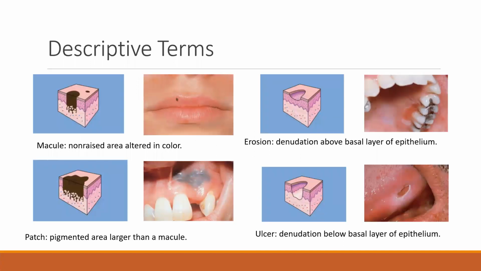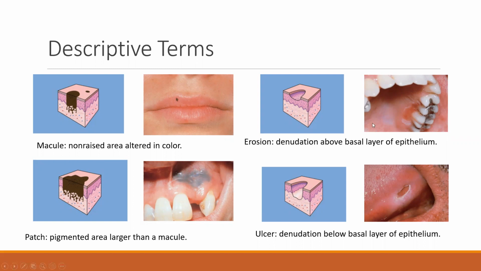Before starting, I would like to give a small description of the terms I'll be using throughout this presentation. The first term is macule, which is a non-raised area that is altered in color. We can only see it because of the change of color in the skin. A patch is a similar version, but larger than a macule. And this term patch I'm going to be using for all the lesions I'll be describing further.